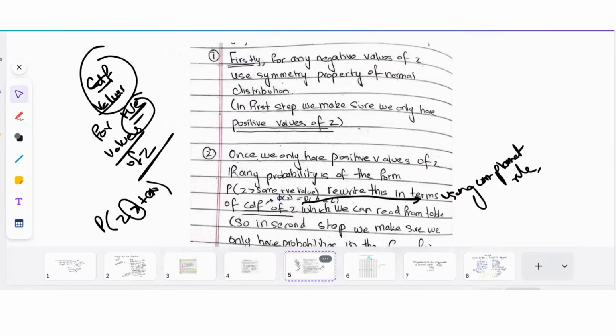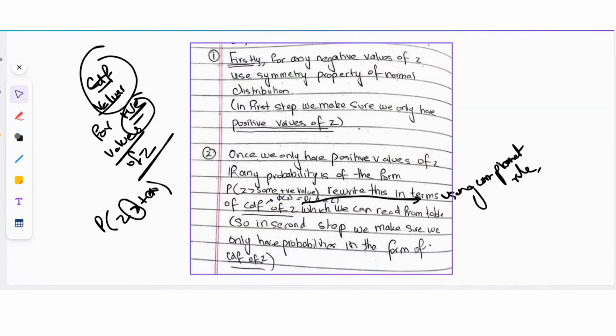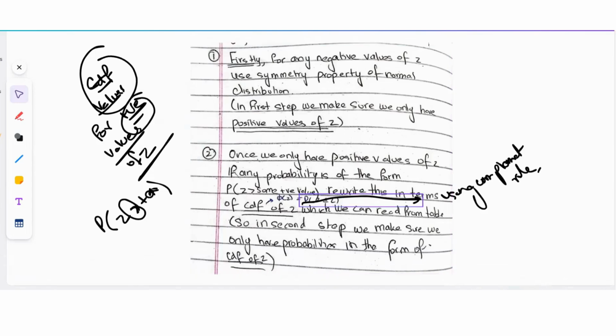And here we said there's a two-step process that we're going to use when we try to find the probability of any standard normal random variable using the z-table. First, if there are any negative values, we're going to use the symmetry property for that. So in the first step, we're always going to make sure we only have positive values of z. So the first step is to ensure that you only have probabilities involving positive values.